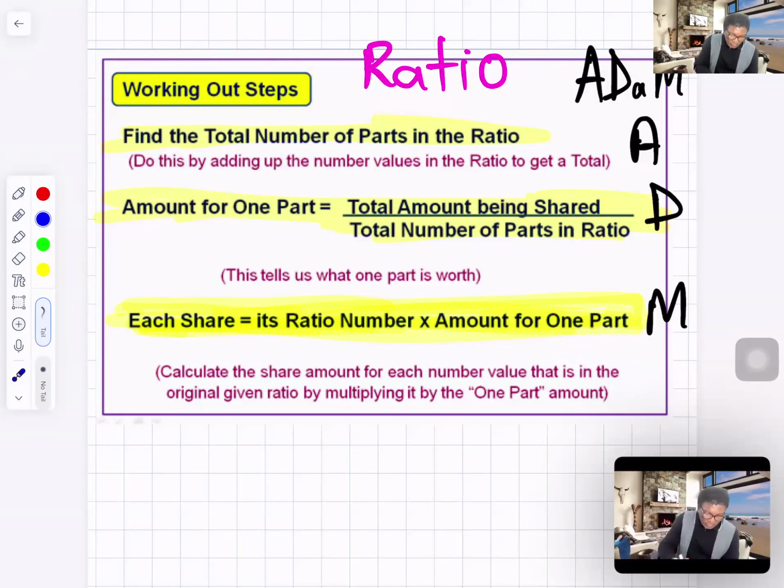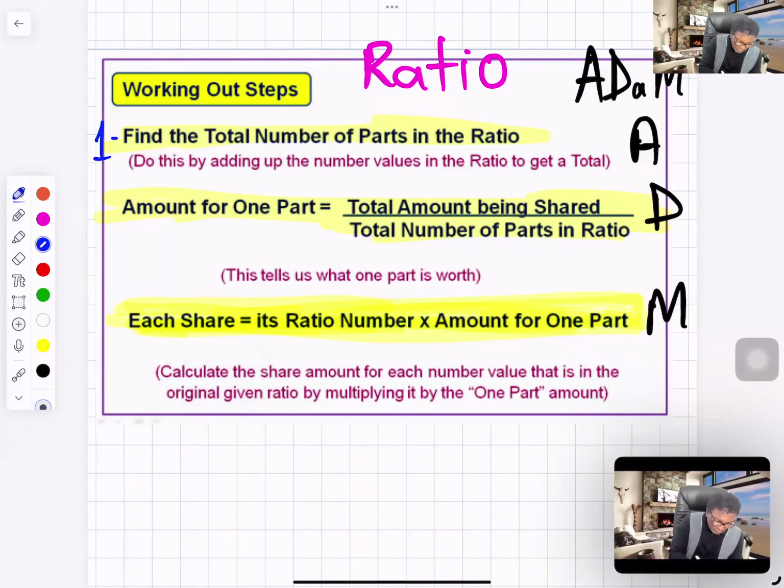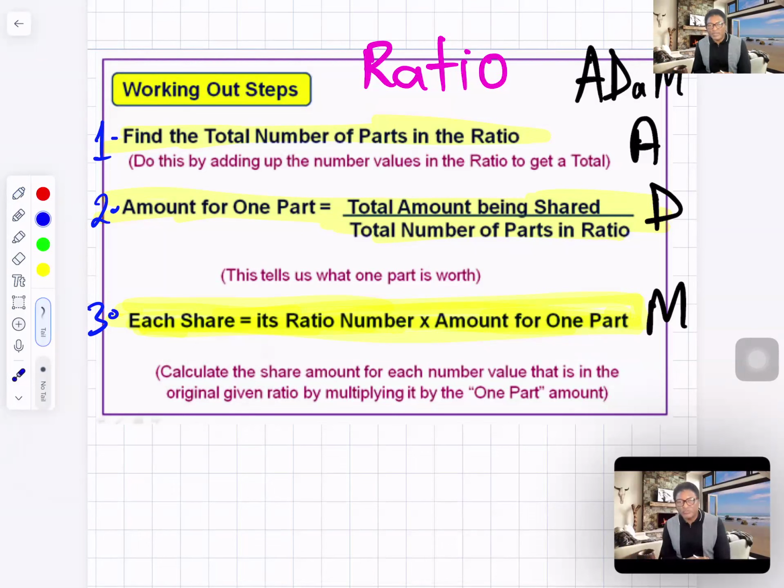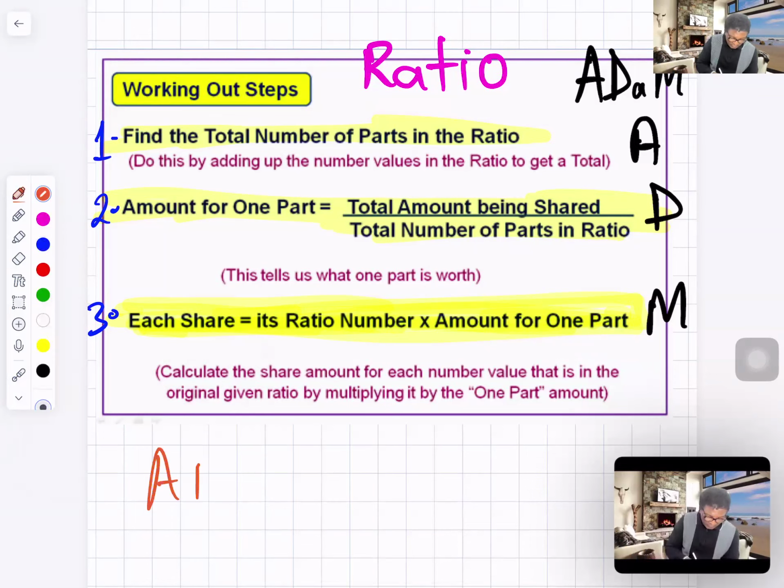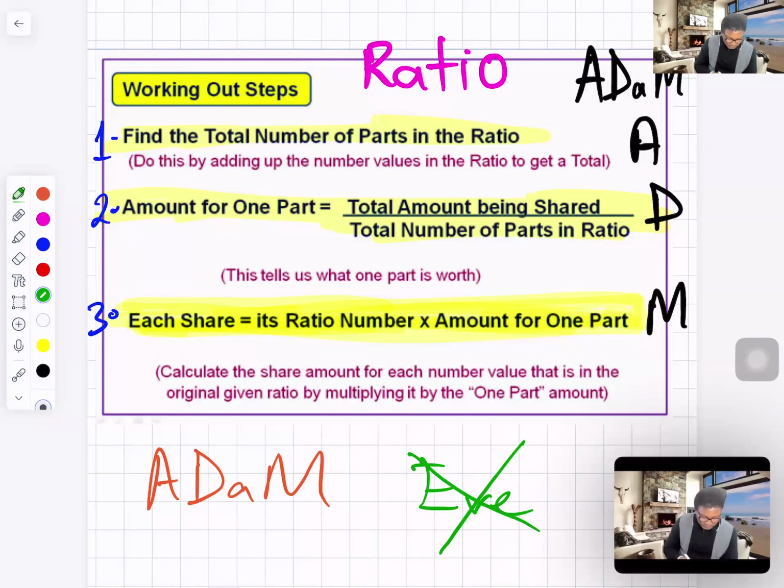Ratio, working out steps. So in an exam question, you have ways to solve questions. You have to follow some steps, some methodology. Step 1, step 2, step 3. You know those steps by practice. The way I remember it, I think of the word Adam. I know some of you have heard of the name Adam. You may have heard of Eve, but we're only using Adam here. So let's stick to Adam.